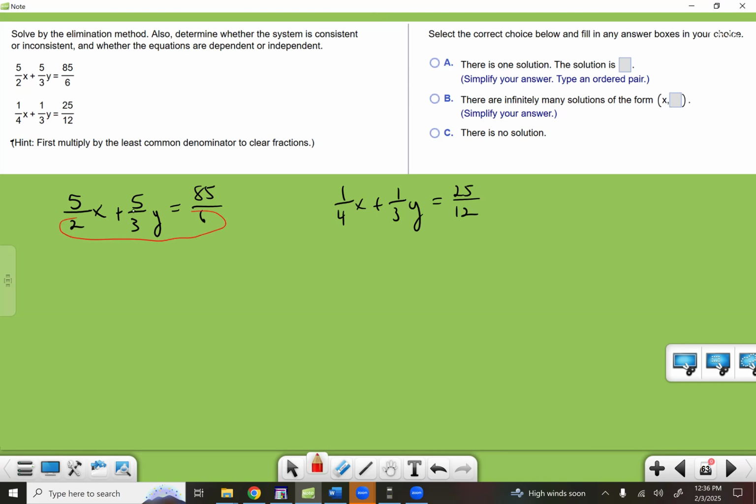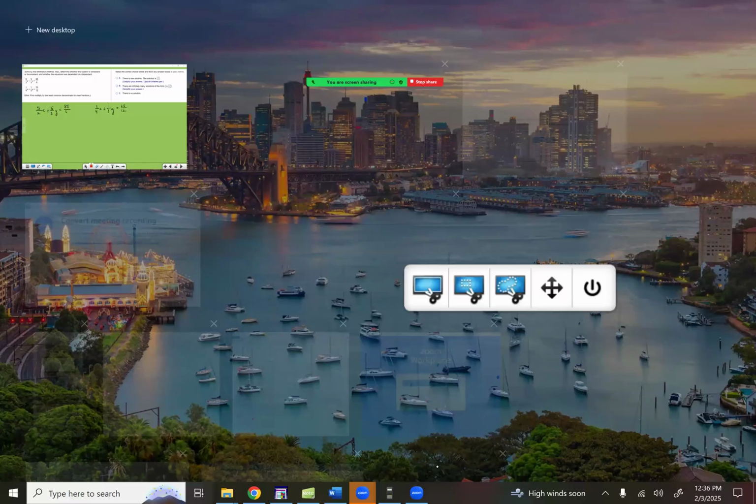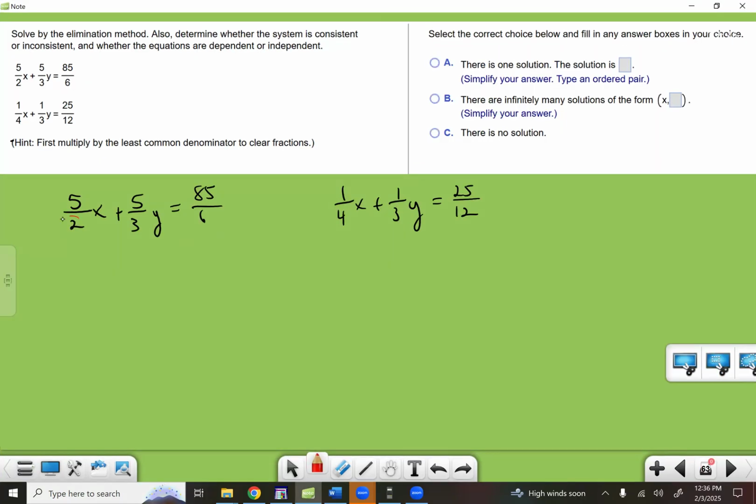So the least common denominator of 2, 3, and 6 is going to be 6. It's always either the biggest number or a number bigger, right? Because these all have to divide into it. 2 divides into 6, 3 divides into 6, and 6 divides into 6.